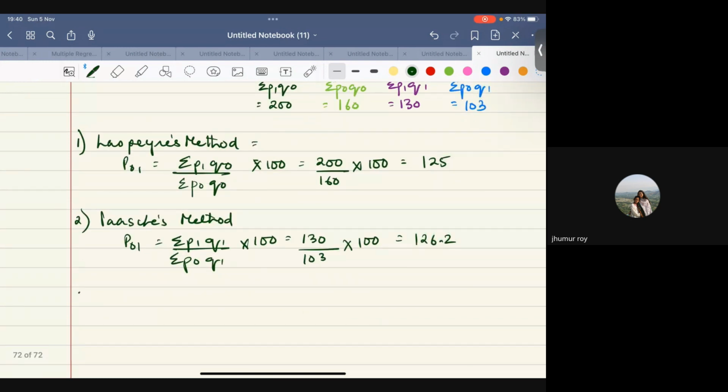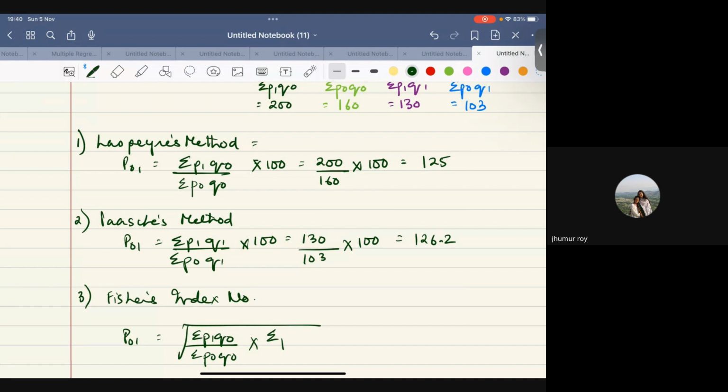Now we come to the third method, which is Fisher's index number. So we will be taking both these things. So you will have under root of sigma P1 Q0 divided by sigma P0 Q0 multiplied by sigma P1 Q1 divided by sigma P0 Q1 multiplied by 100. So what are the values? It is 200 by 160 multiplied by 130 by 103 multiplied by 100.